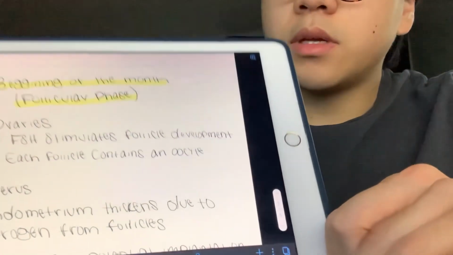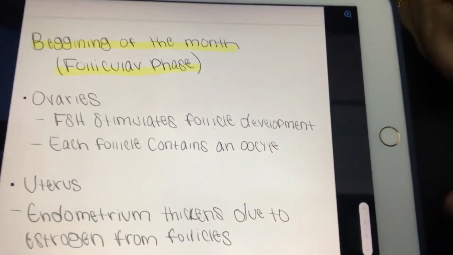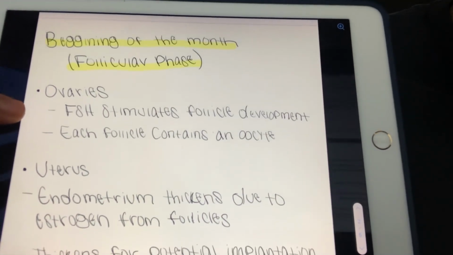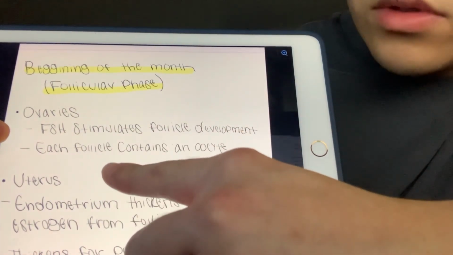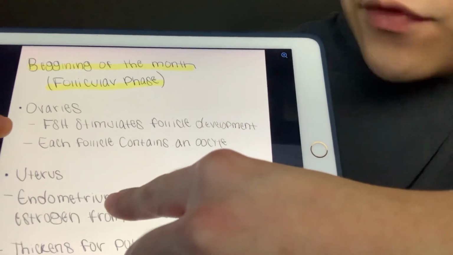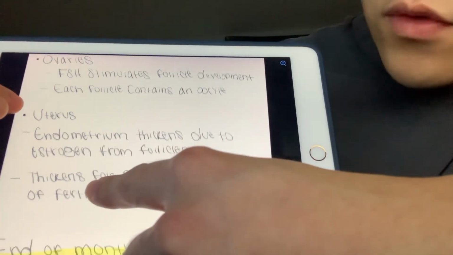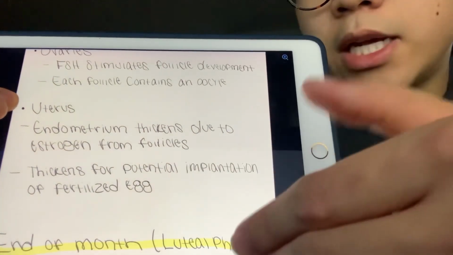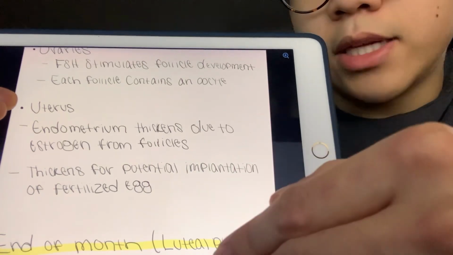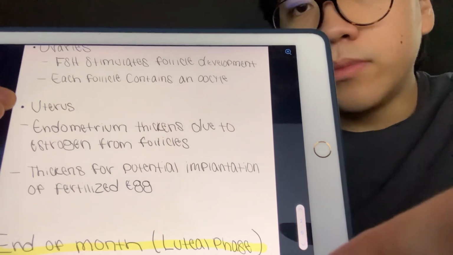Moving on, we're going to be talking about the different changes that will happen in the ovaries and uterus from the beginning of the month and at the end of the month. So in the beginning phase, this is called the follicular phase. So within the ovaries, FSH will be stimulating follicle development. And in each follicle, there will be 1 oocyte, which is an immature egg. And the endometrium will begin to thicken due to potential implantation of a fertilized egg. So this is why in females, every single month, the endometrium will begin to thicken.